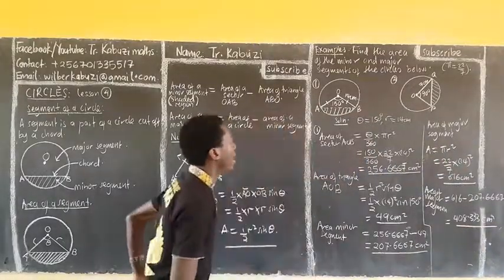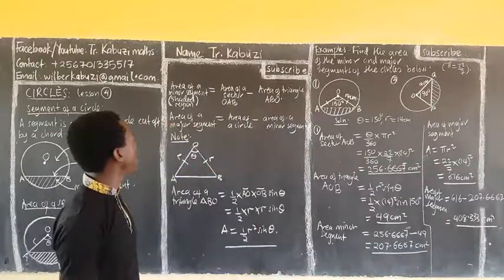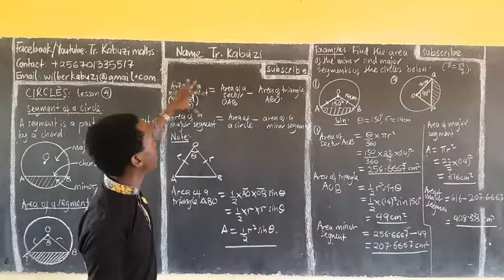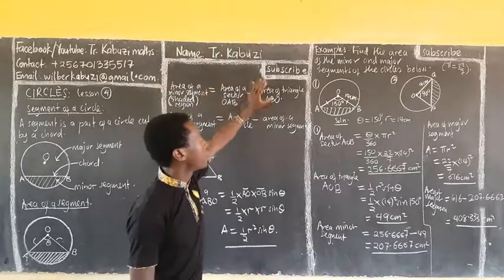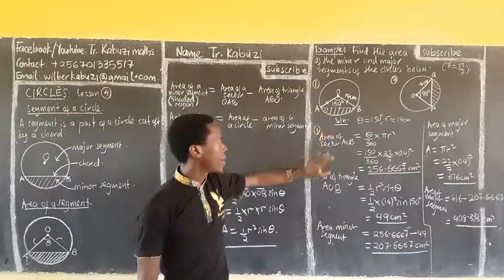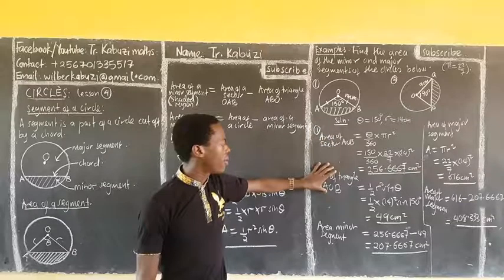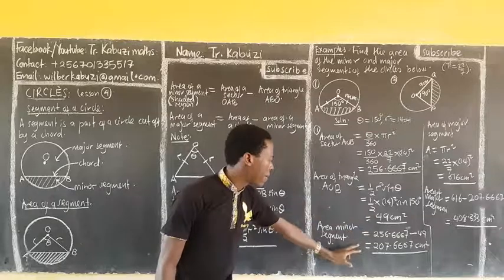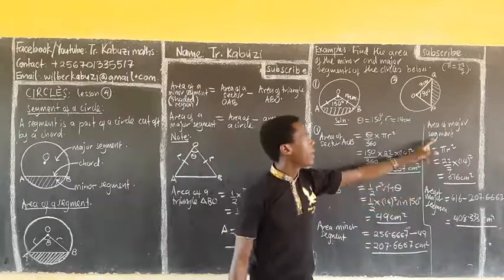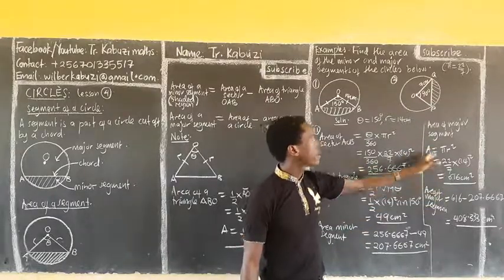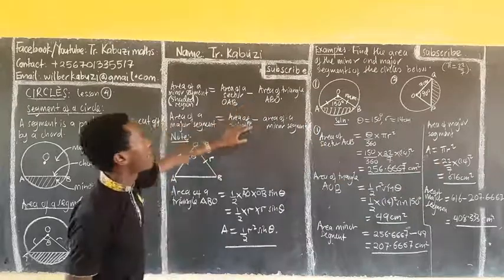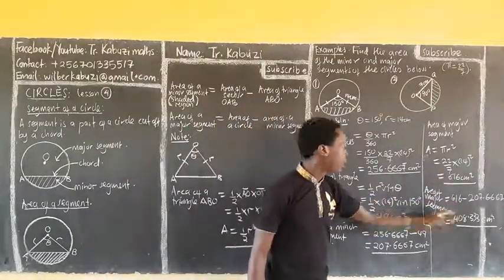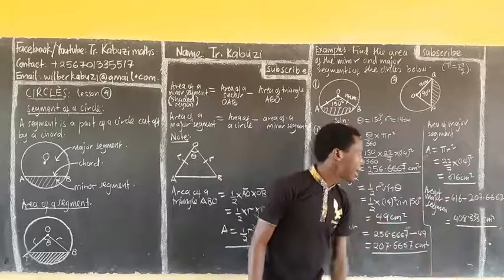So how do we get it? I repeat, to get the area of the minor segment, we get the area of the sector, minus the area of this triangle. This is how we get the area of the sector, then the area of the triangle, then we subtract to get the area of the minor segment. Then for the major segment, first of all, area of the circle minus area of the minor segment. So the area of the circle is here, then the area of the minor is here, and when we subtract the two, that's what we get.